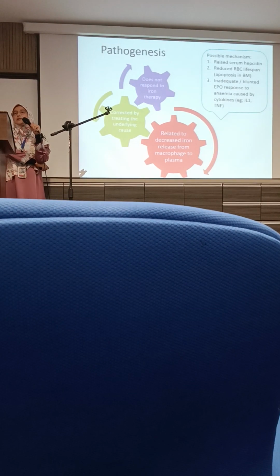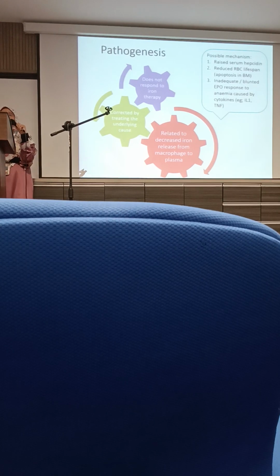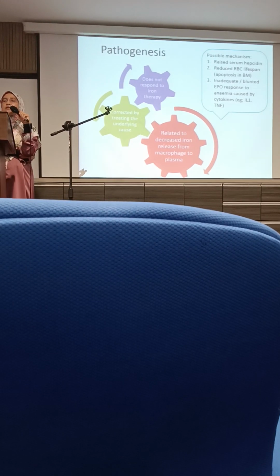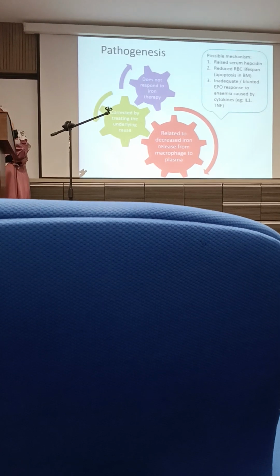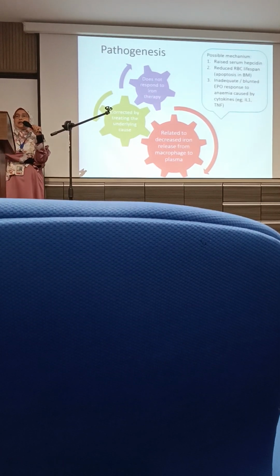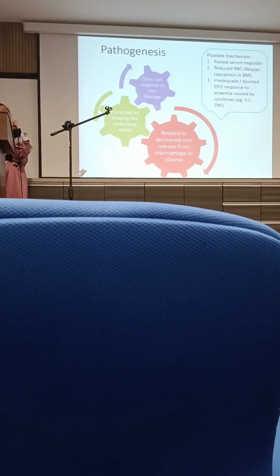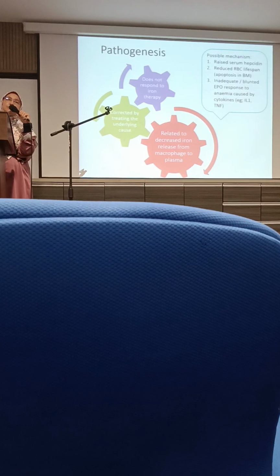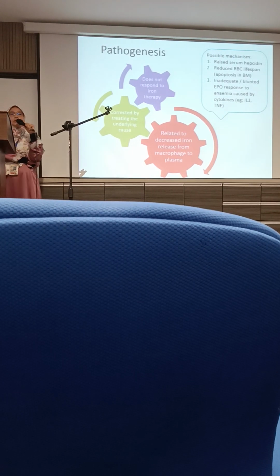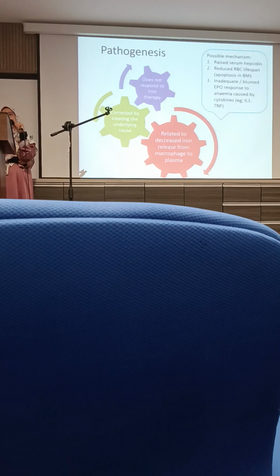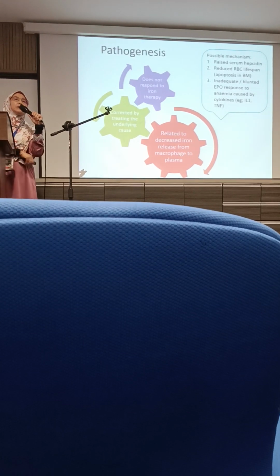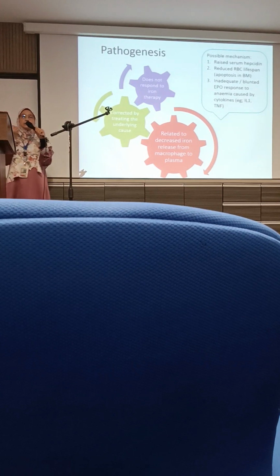So the pathogenesis is related to decreased iron release from macrophage to plasma, and it can be treated by treating the underlying disease. We don't need to give iron, we treat the underlying disease because that is causing the anemia. And it does not respond to iron therapy, because the patient has iron, but it is not released, it is kept inside the cells.